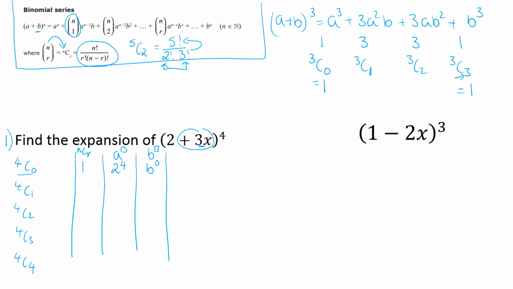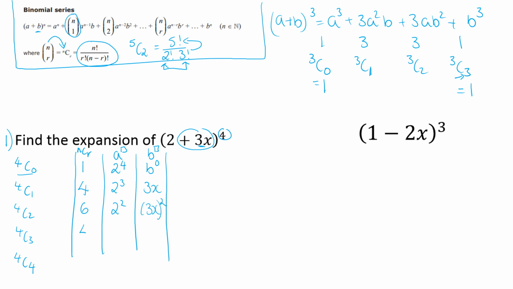Now Pascal's triangle, whatever power you've got in the bracket, that row of Pascal's triangle starts 1 and then that number in the bracket. So this is going to be 4. 4C1's 4. And then we're going to have 2 cubed, and then we're going to have 3x to the 1. And then the next term, 4C2, is going to be 6. We're going to have 2 squared, and then we're going to have (3x) all squared.